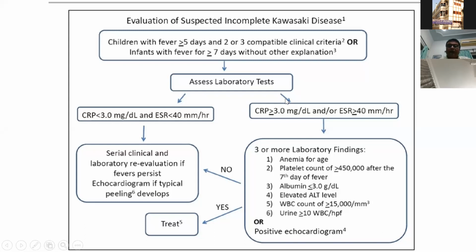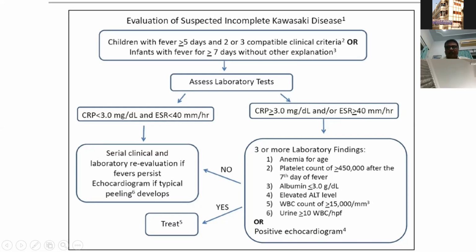And the CRP, they have written it's equal to or more than 3 mg/dL. So the usual CRP that we do is in milligrams per liter. In most of the centers in Calcutta, it's milligrams per liter. It should be equal to or more than 30 milligrams per liter, and an ESR of more than 40 millimeter. And again, this is where the importance of echocardiography comes in.